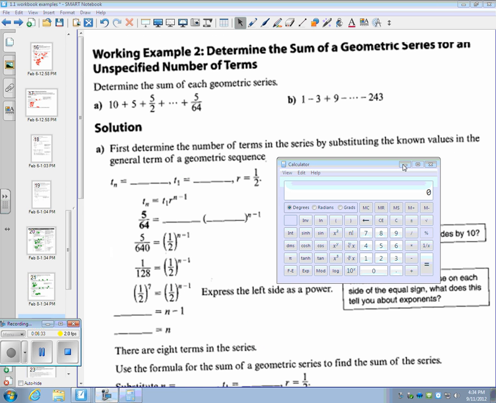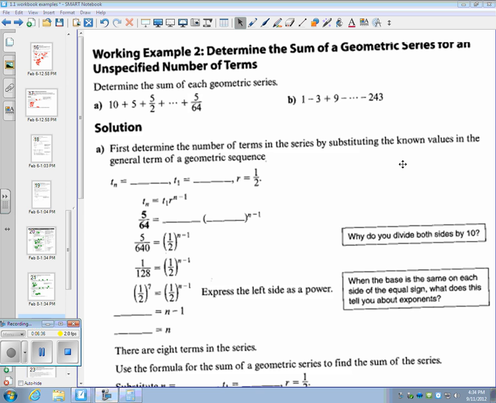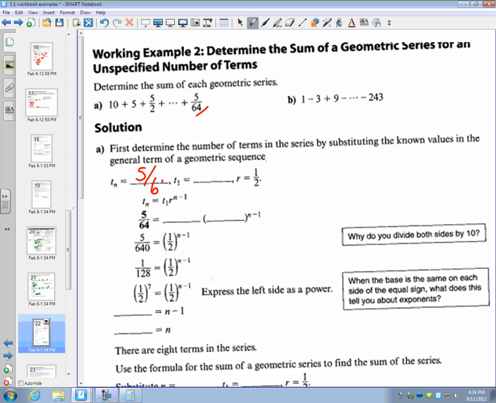Okay. This question here, we're going to be given the first term and the last term, and we need to determine the sum. So we don't know n. What I do know is the last term. I know that the last term is 5/64. I know that my first term is 10, and they already told me the rate was 1/2. What they did is they did 5/2 divided by 5, and they got 1/2. So we're going to use this second formula. No, we're not going to use the second formula. It says first determine the number of terms, and then we're going to sub it into a formula.